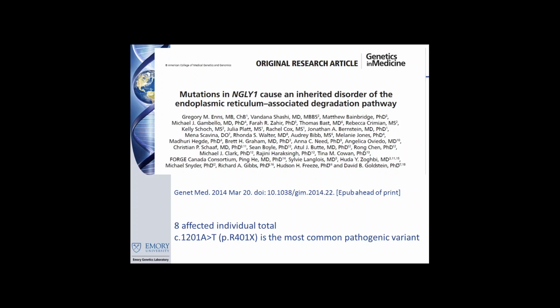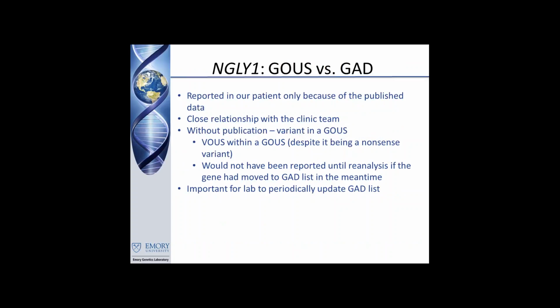Because of this large collaboration, we were able to now say that this gene can be associated with disease, and we were able to report this variant as diagnostic in our patient because of this published data. Without this publication, the variant would have remained just a variant in a gene of unknown significance, or GUS. And as Lori described previously, any variant that we find in a GUS automatically has to be a VUS, no matter what it looks like, whether it looks to be truncating or not, because we don't really know what the impact of variants in that gene will be.